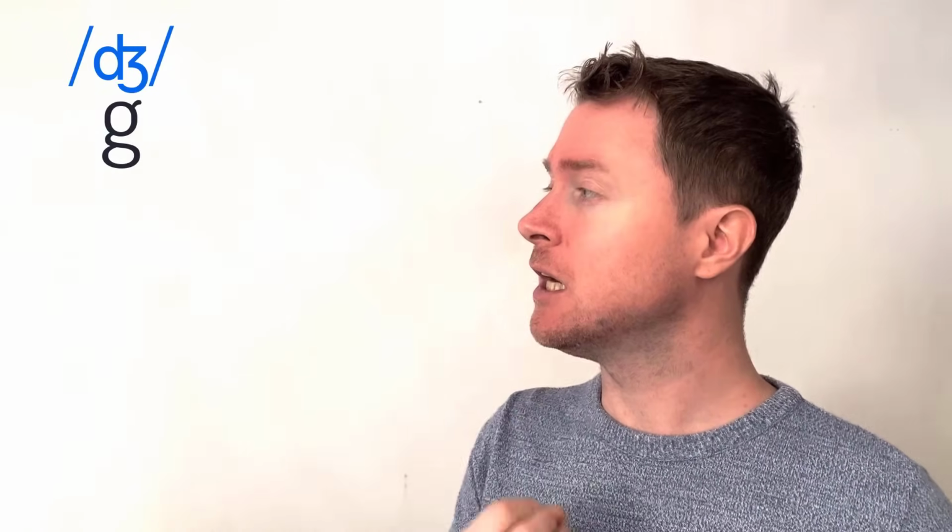Okay, so let's start with the letter G. In the alphabet, it's pronounced G, okay? It looks like this, and it's pronounced here with a J sound, okay? Practice with me. J, J. How do we make this sound, I wonder?